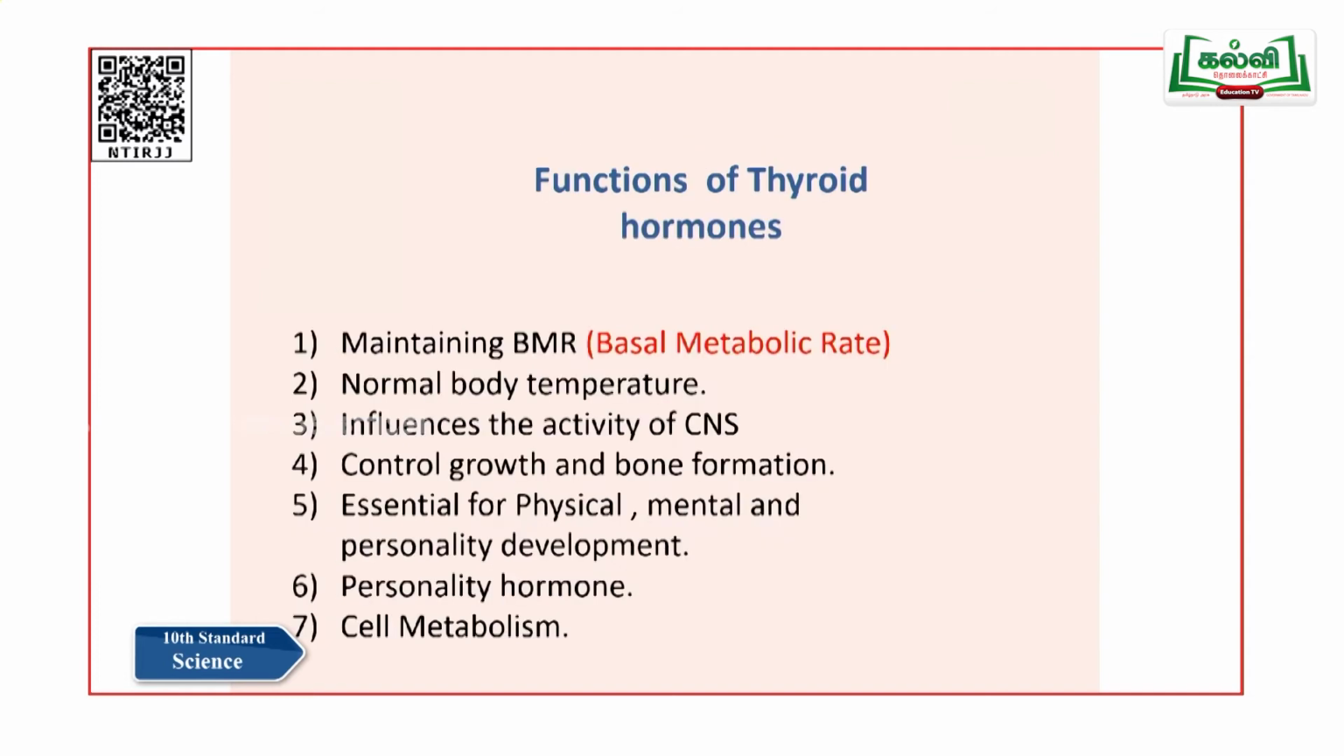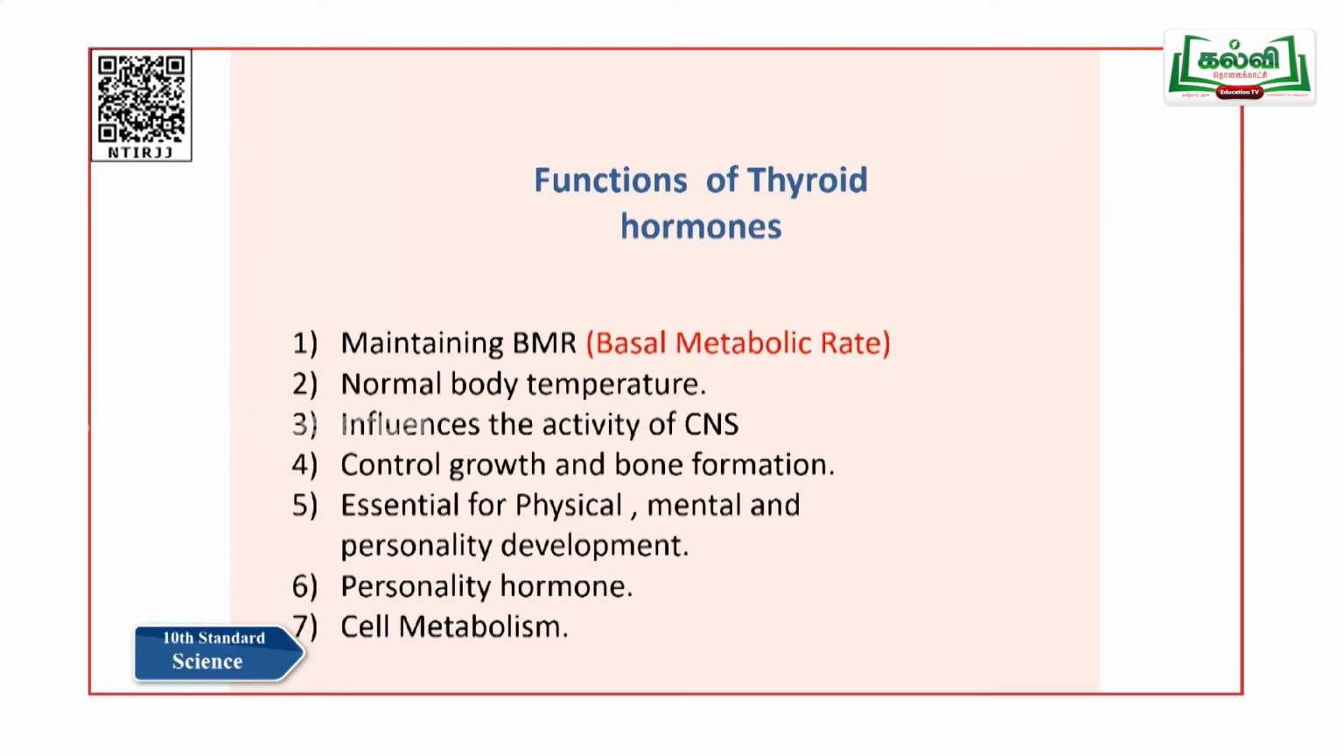What are the functions of thyroid hormones? Maintaining the BMR, the basal metabolic rate. These thyroid hormones are called the personality hormone. There are two types of hormones secreted by the thyroid: T3 and T4. T3 is triiodothyronine, and T4 is tetraiodothyronine, or thyroxine. These are the two hormones secreted by the thyroid.